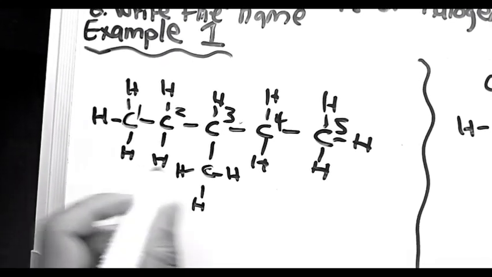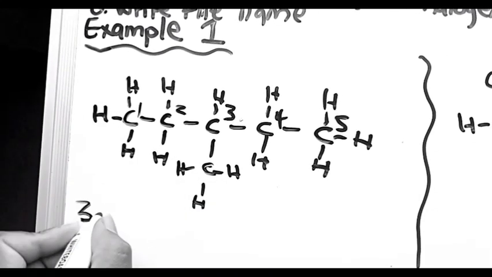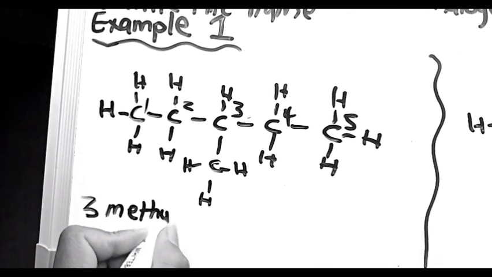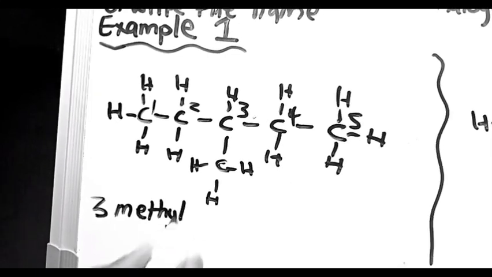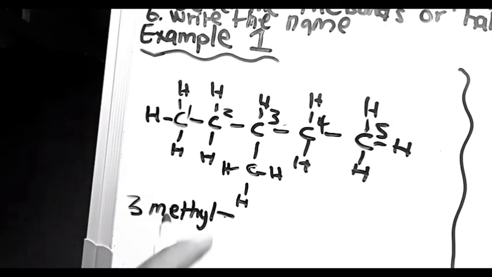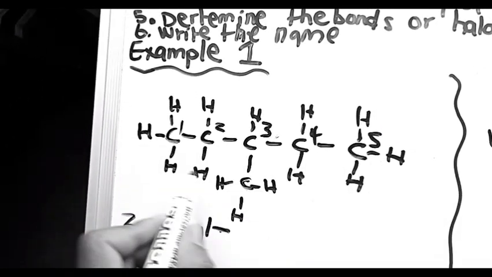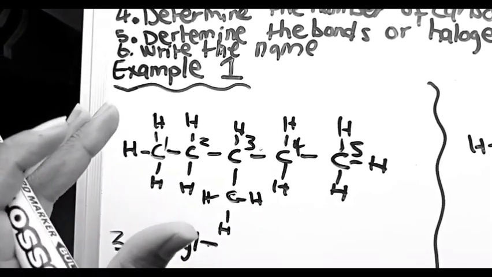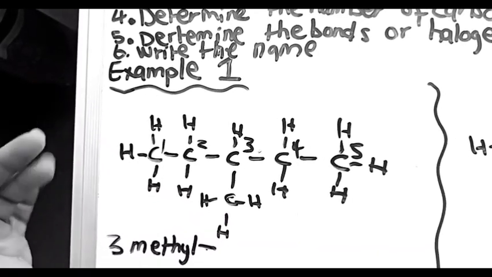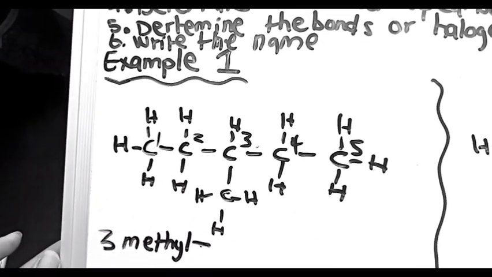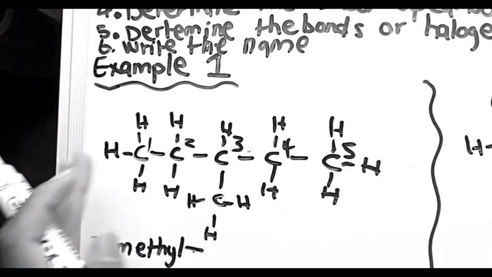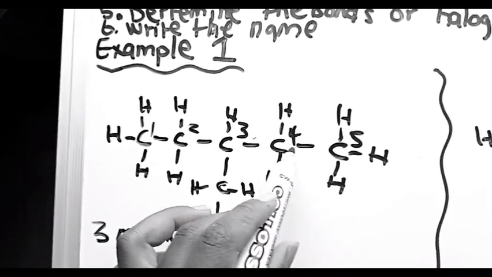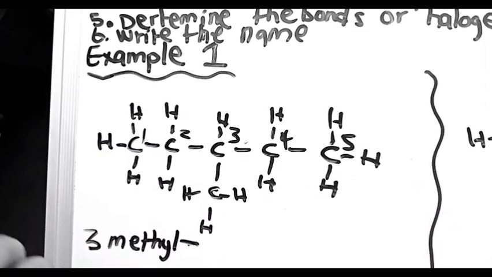It's 3, but it's one carbon. It's 3 methyl. It's 3 methyl. So as you can see, these are all single bonds, and the homologous series which has all single bonds is the alkane. But how many carbons are here? 1, 2, 3, 4, 5 in your longest main chain.